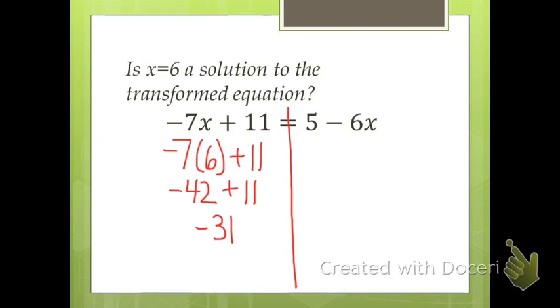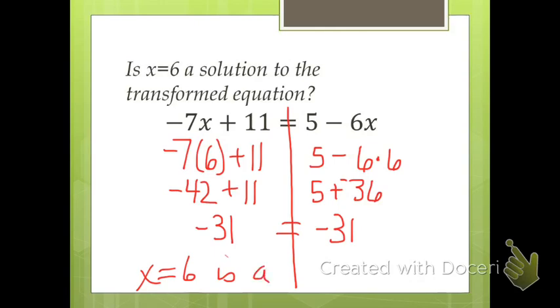Okay, so we're going to check the other side, the right side, and over here we're going to have 5 minus 6 times 6, or 5 minus 36, and 5 minus 36 is 5 plus a negative 36. So we know this answer is going to be negative. I'm going to subtract the two numbers to cancel out some of those positives, and it is true that x equals 6 makes this equation true. So x equals 6 is a solution to this equation.